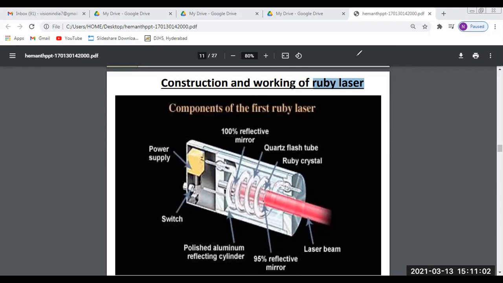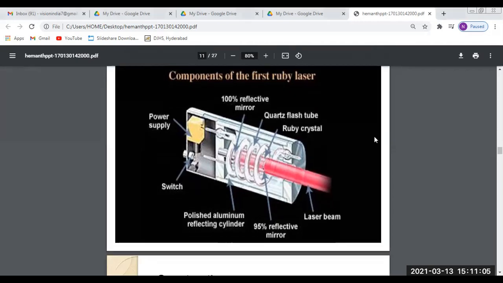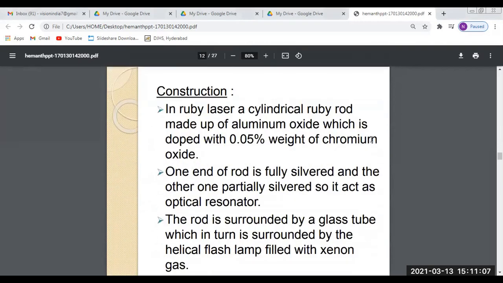As we move to the next slide, you can just see what is actually happening in the construction part. The ruby laser consists of aluminum oxide doped with chromium oxide at a percentage of 0.05. Now, one end of that ruby rod is fully silvered and polished. That is completely polished and 100% reflective, and the other end is a partially silvered reflecting part, and together they are known as the optical resonator.